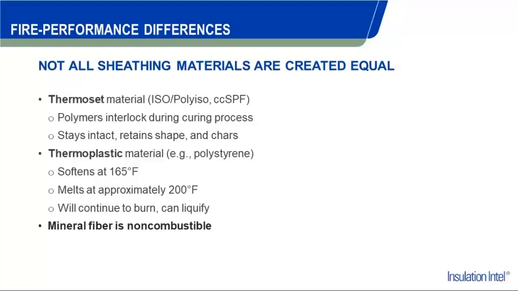Mineral wool or mineral fiber, some folks call mineral fiber, but mineral wool is non-combustible. It definitely has the best fire performance of all the continuous insulation materials, and it holds up. I think the melting point of mineral wool is upwards of 2,100 degrees. And so once you reach those temperatures, there's more concerns than the exterior cladding system.